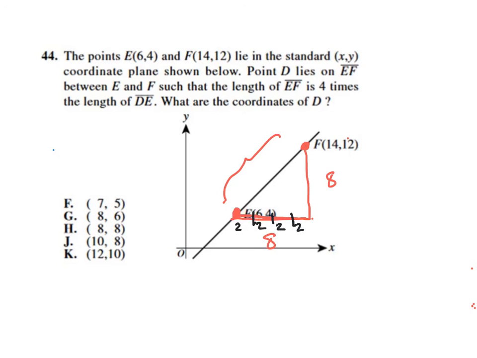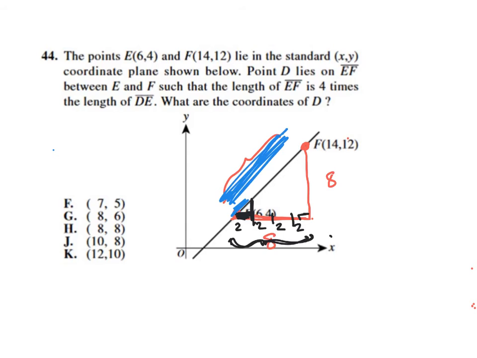I want a ratio that's 1 to 4. This would be 4 times bigger than this segment. So this would be 8, this would be 2, so this is 4 times larger than this one. These would be similar triangles because of our angle similarity. So this ratio of 2 to 8 would be the same as this ratio from here to here. Okay, so this would be 4 times this one.